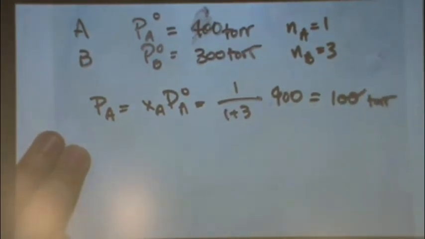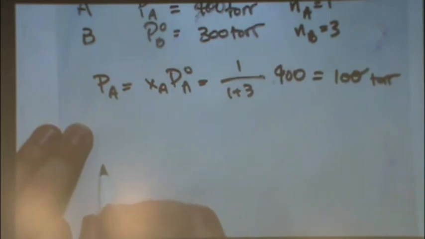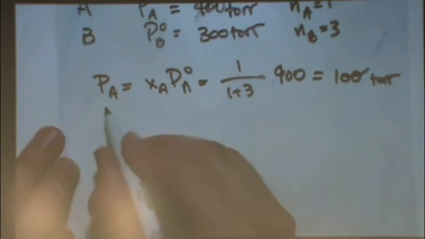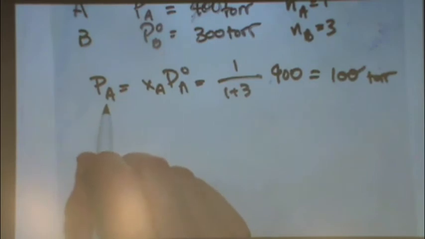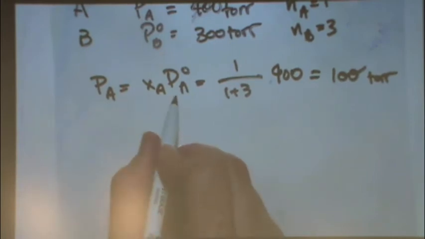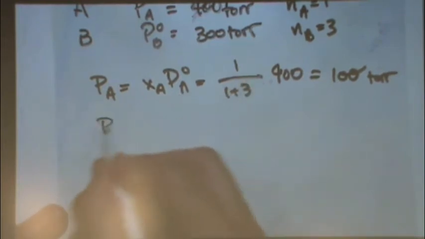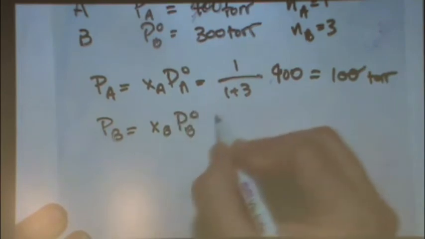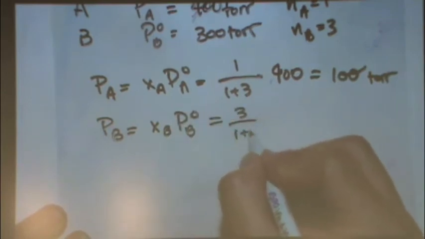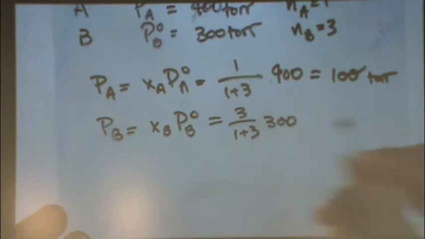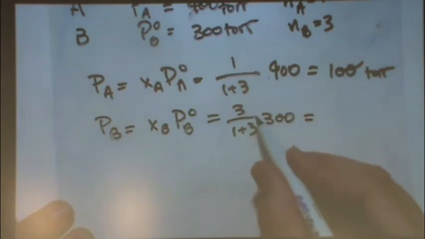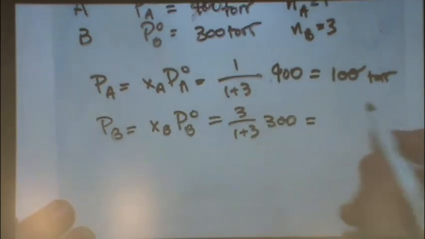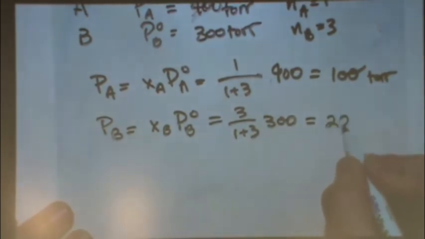Is that okay? This is the partial pressure of A in the mixture. This is the partial pressure of A all by itself. Okay? PB, same sort of thing, XB times PB, which would be 3 over 1 plus 3 times 300. That would be not as nice of a number. That'd be 75 times 3, is that right? So 225?